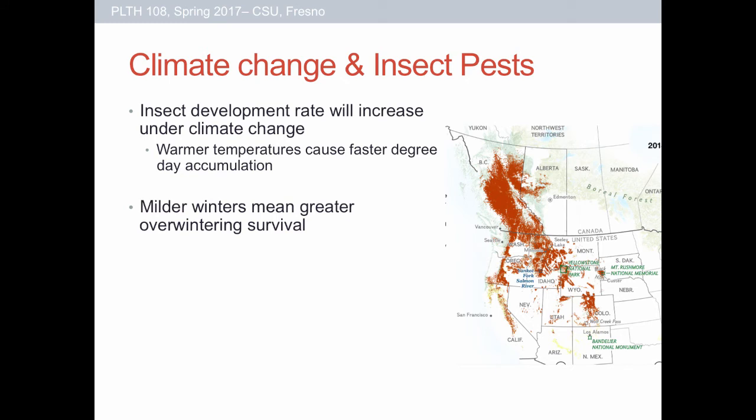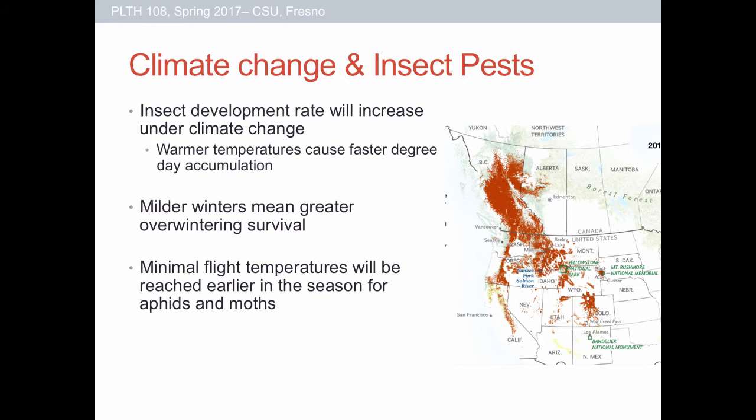Generally, if the winters are mild, we expect more of them to survive the winter cold periods, so that initial inoculum should be a little larger. That's not such a big deal in California, but when you move to areas with very severe cold winters, we expect more insects to survive them. So Midwest, Pacific Northwest, we expect there to be more pests.